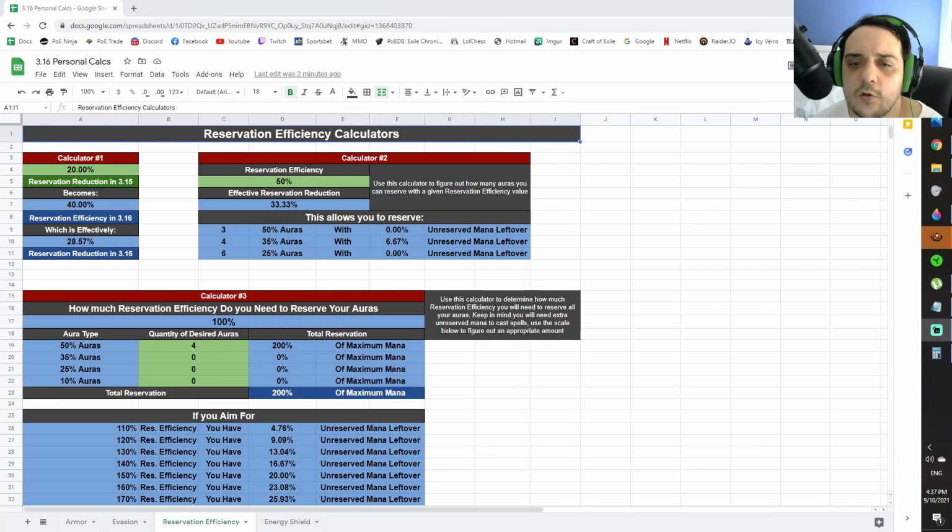So the reservation efficiency calculators are a little more complicated, but that's because there's a lot more going on, but I have made them as simple as possible. The first calculator is basically a way for you to tell how much mana reservation you have now compared to how much you're going to have next patch.